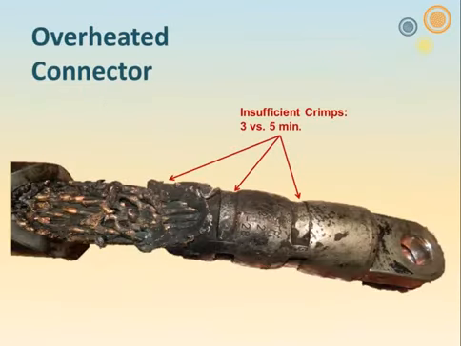Another current-related phenomena. And again, insufficient crimps like we talked about. This is a copper conductor cable. The lug here is copper. This connector in the next revision of IEEE 386 is going to be considered a 900 amp connection. With 3 crimps, there is no way that this connector could have carried 900 amps.